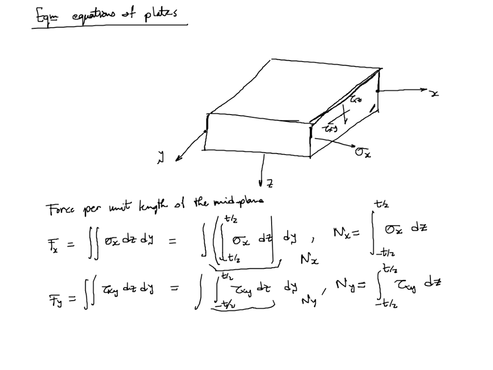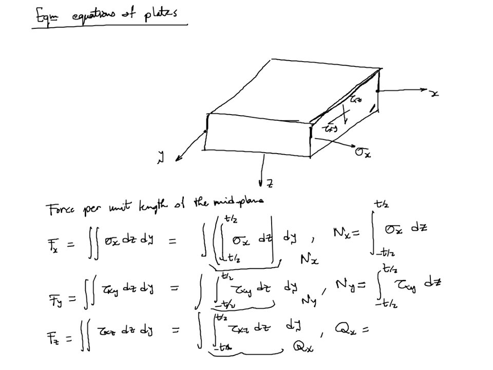The third force is going to be the force in z direction, and the force in z direction is going to be the integration of tau xz dz dy. And this you can easily write as the integration with respect to y of the integration with respect to z from minus thickness over 2 to thickness over 2 of tau xz dz, dy. And this now is force per unit length in y direction, which we call qx, where qx is the integration from minus t over 2 to t over 2 of tau xz dz.